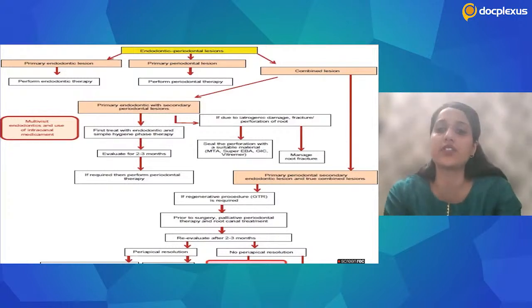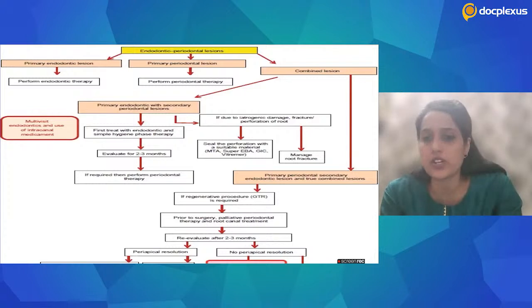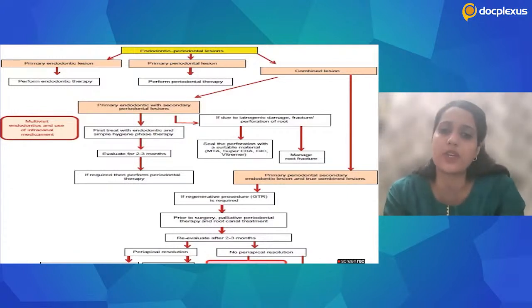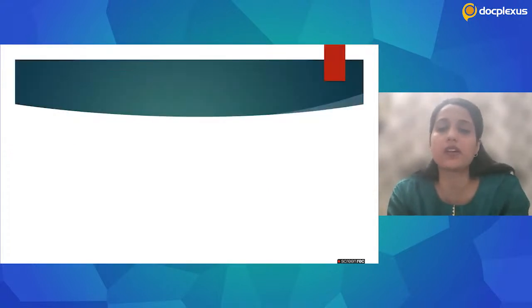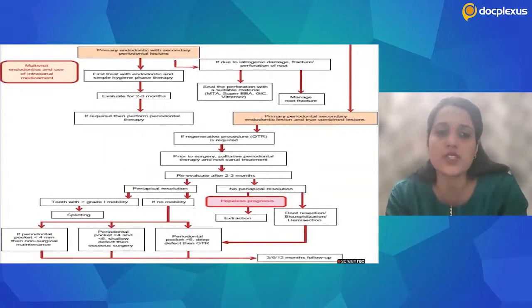If it's a combined lesion, and you see it is a primary perio or secondary endo lesion or a true combined lesion, then of course regenerative therapy with GTR or bone membrane or other such procedures will be required. But prior to surgery, periodontal therapy or adjacent periodontal therapy or root canal treatment should be done. Then again reevaluate after 2 to 3 months. If there is periapical resolution, then it's okay. But if there is no periapical resolution and the tooth has a hopeless prognosis, then just remove the tooth. Sorry to say, but just remove the tooth.